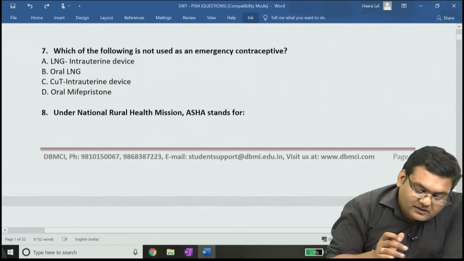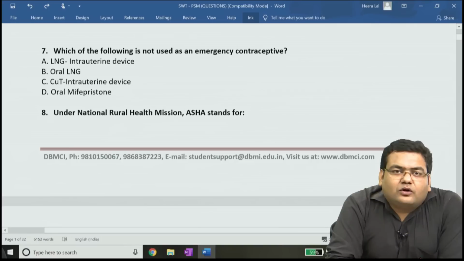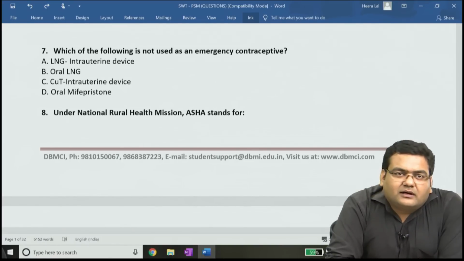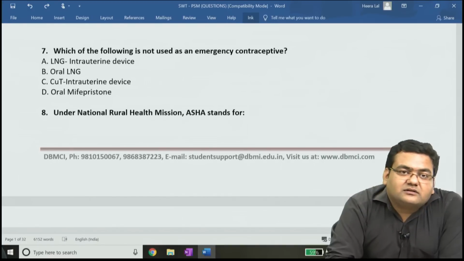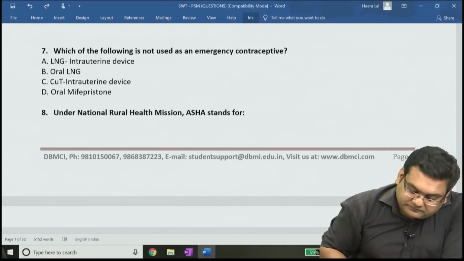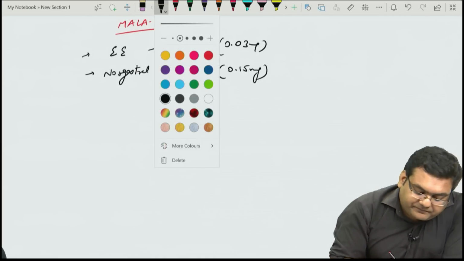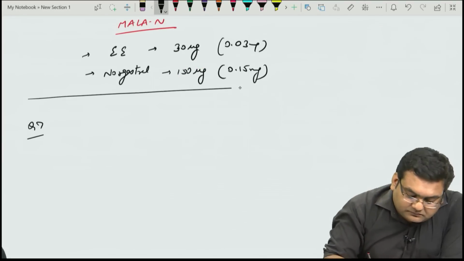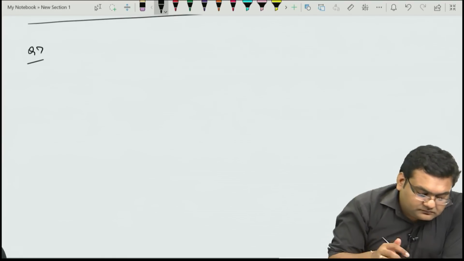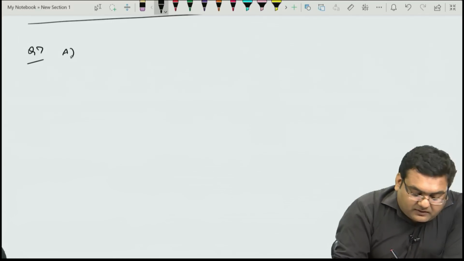Next question, which of the following is not used as an emergency contraceptive? The correct answer for this is option A, that is your levonorgestrel intrauterine device. Answer becomes A, that is levonorgestrel IUD.